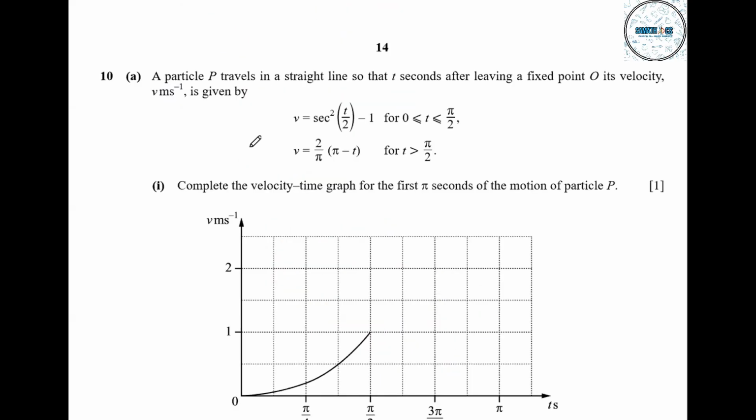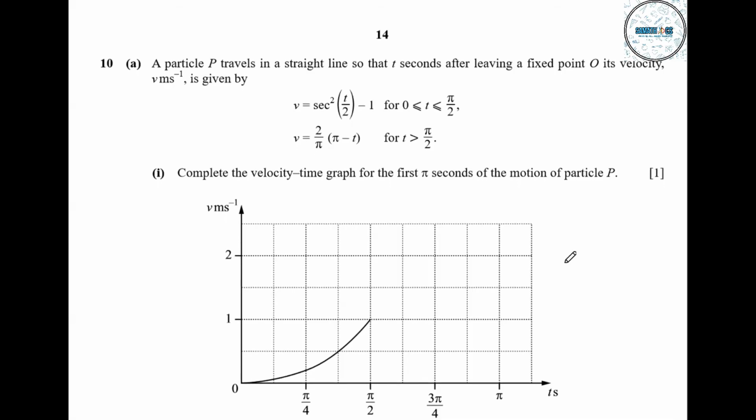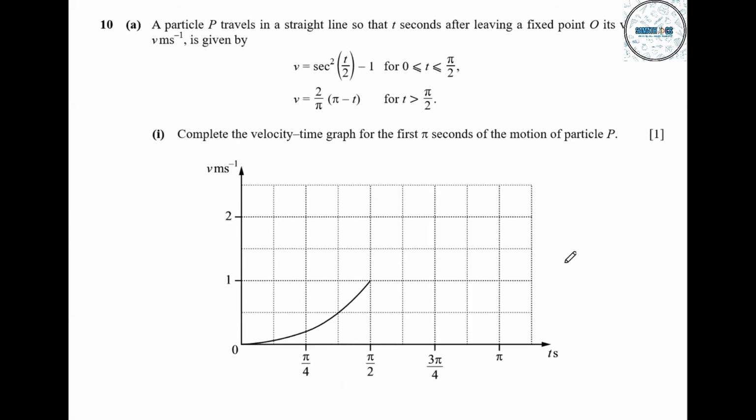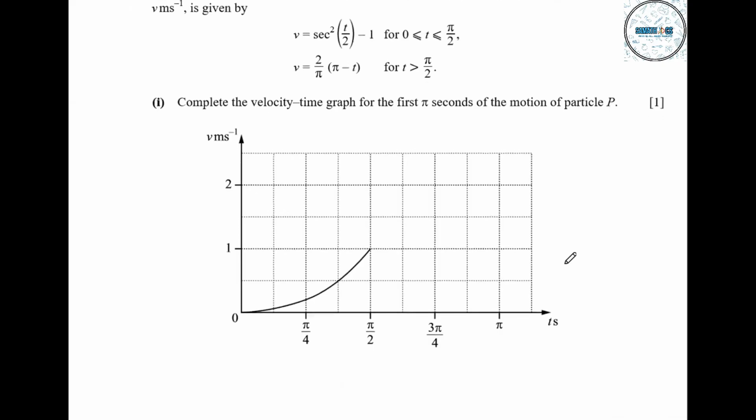Question number 10, part A. A particle P travels in a straight line so that t seconds after leaving a fixed point O, its velocity v meter per second is given by v is equal to sec square t upon 2 minus 1 for t greater than or equal to 0 and less than or equal to pi upon 2, and v is equal to 2 upon pi into pi minus t for t greater than pi upon 2. Complete the velocity time graph for the first pi seconds of the motion of particle P.